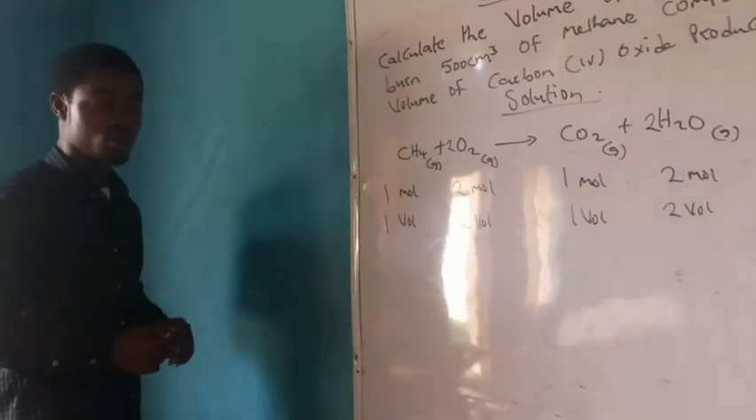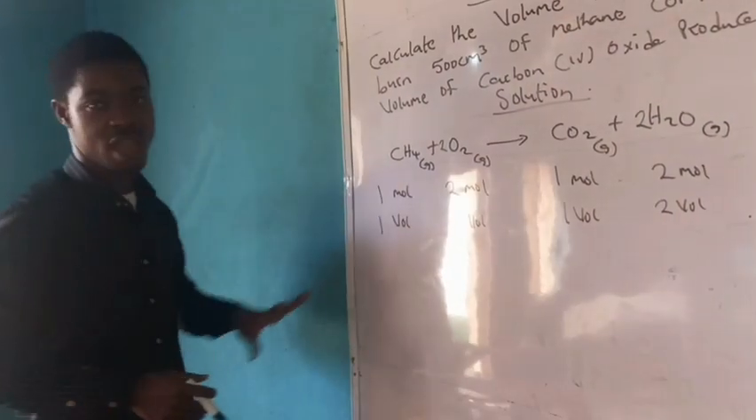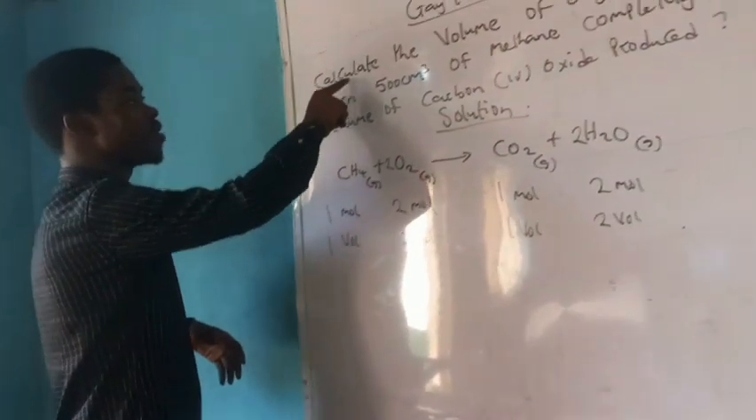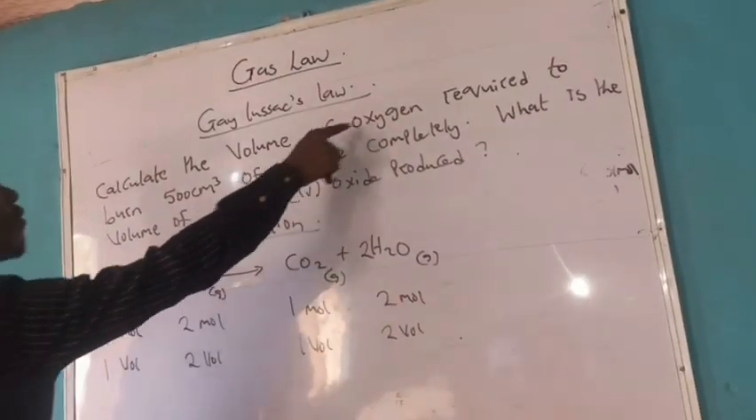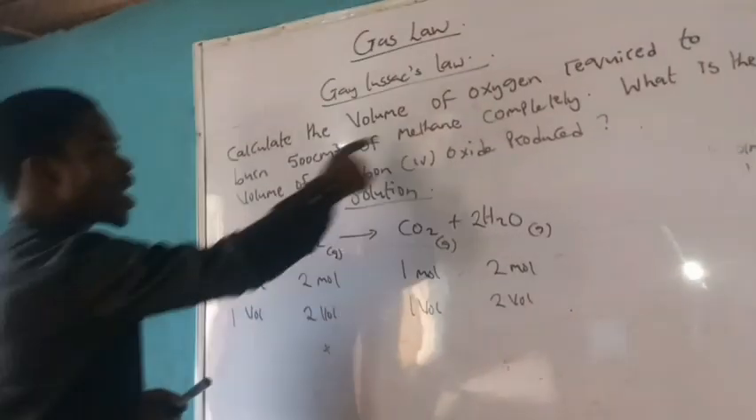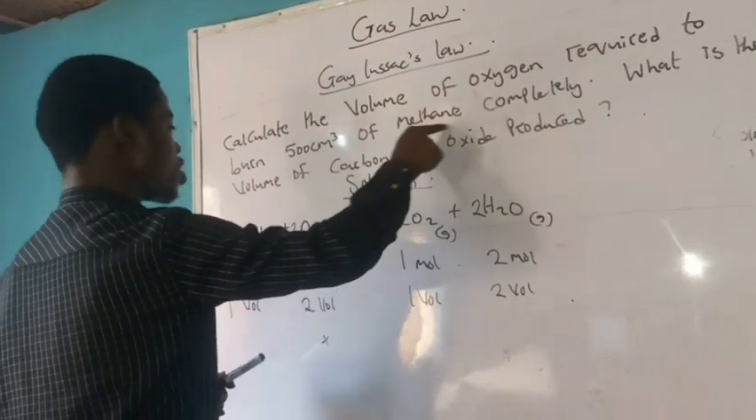So let's go back to the question. This is based on the chemical equation. Now we'll go back to the question. What's the question saying? The question says, calculate the volume of oxygen. So we are looking for the volume of oxygen. That one is unknown. There's a star here. Required to burn 500 centimeter cube of methane.